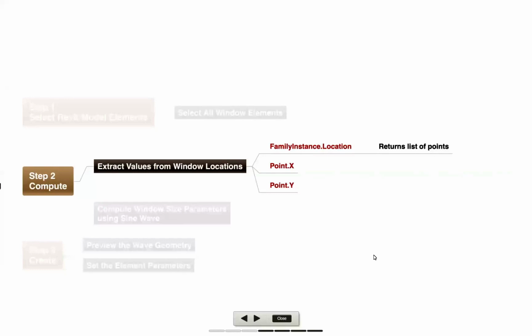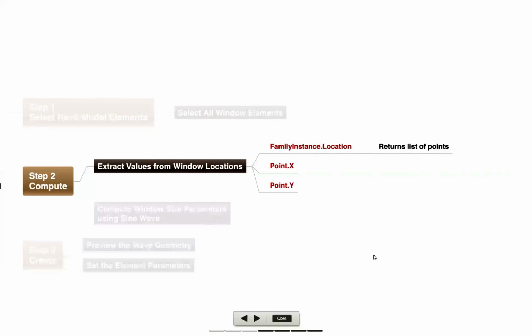As our second step in the example, let's start doing some computations now. I'm going to do a couple different things. First, we're going to extract some values from the window locations. So basically, we're going to take the family instance location. That's the node that's going to return a list of points indicating where all those different window instances that we selected are. And we're going to be able to pull out the x value and the y value using the point.x and the point.y nodes.